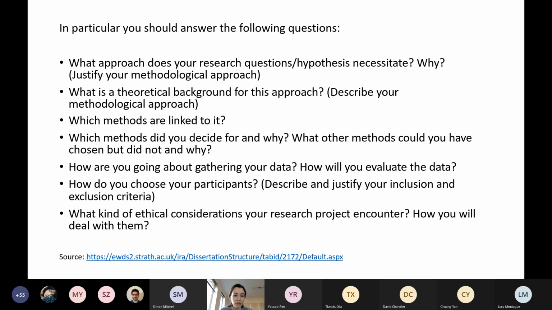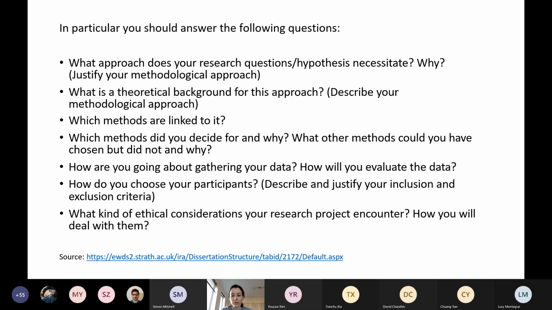In your methodology, you would answer some of these questions. What approach does your research necessitate and why? What is the theoretical background of this approach? What methods are linked to this approach? Which methods did you decide to use and why? So how are these methods useful for your study? You could say what other methods you could have used and did not, but why? But I'm not going to insist on that.